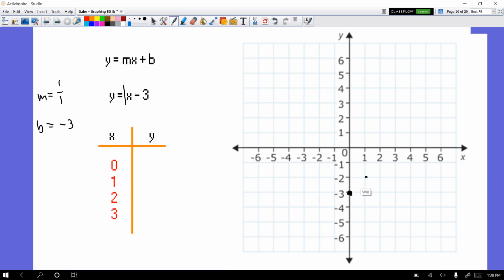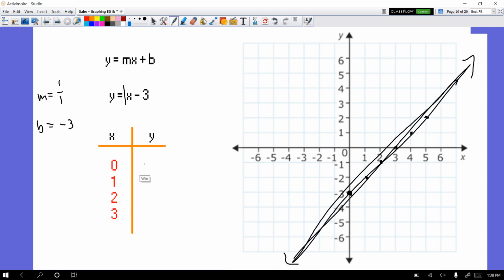Up 1 over 1, up 1 over 1, up 1 over 1, up 1 over 1. You can plot as many of those points as you want, and forgive the line. You get the idea. So negative 3. There it is. 1, minus 3, negative 2. And you can see that this is increasing by plus 1, just like this positive 1 that's right here. So that would make this negative 1 and 0. Plus 1, plus 1. This has a purpose. We're just not there yet.